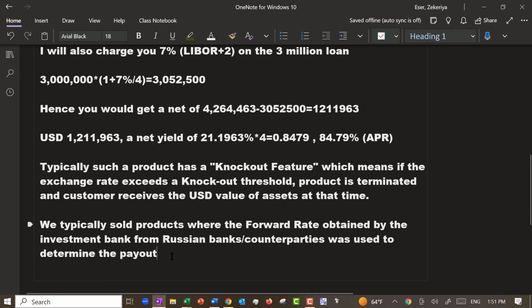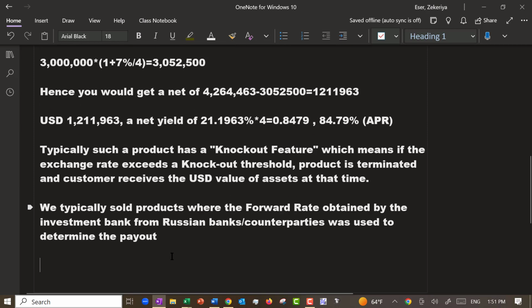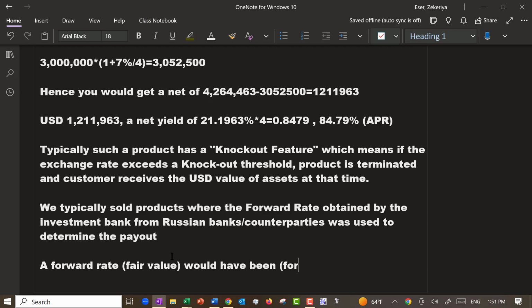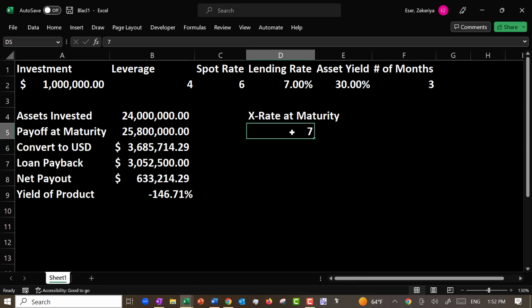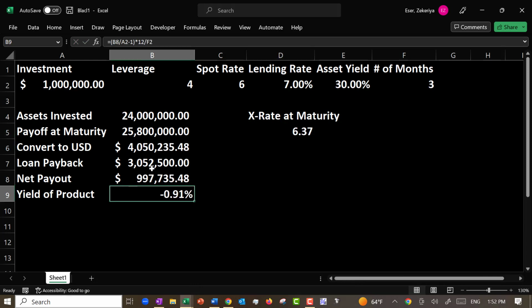What was rather interesting in those days, if you calculated a forward rate, fair value for 3 months would have been 6 times (1 plus 30% over 4) divided by (1 plus 5% over 4), since LIBOR was 5, which gives 6.37, okay? 6.3704. In fact, at 6.37, you would actually lose money because of all the leverage, and I'm charging you extra.